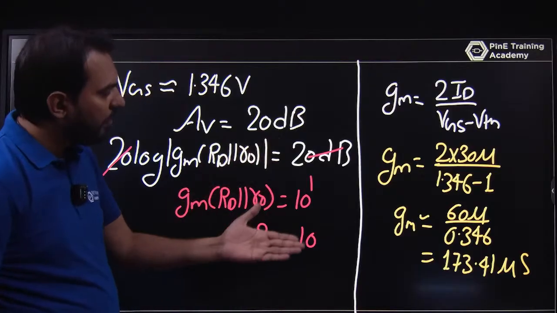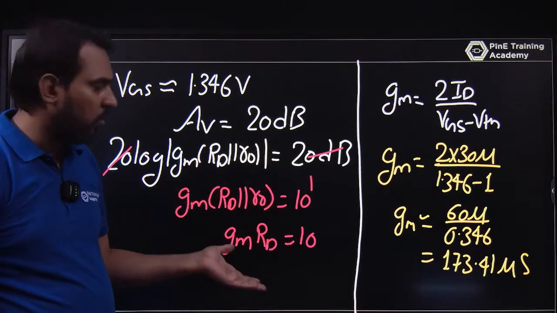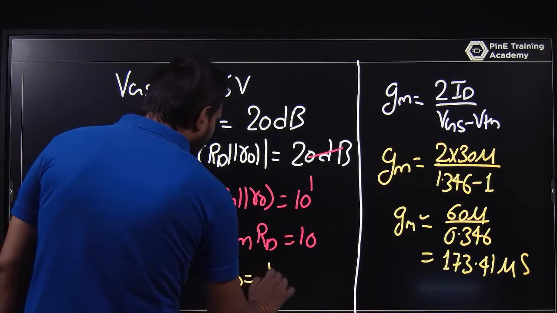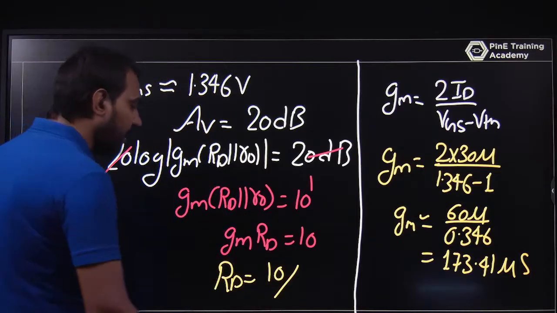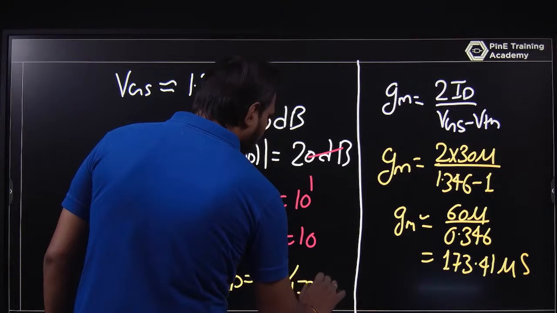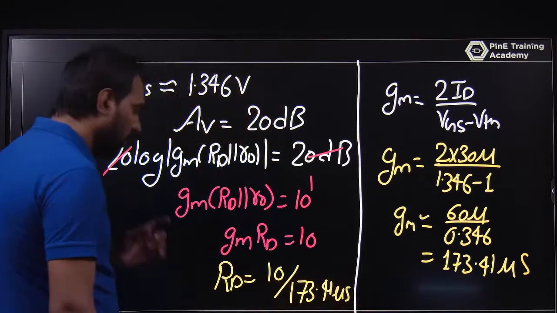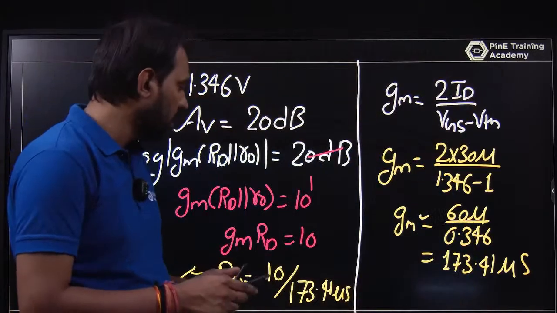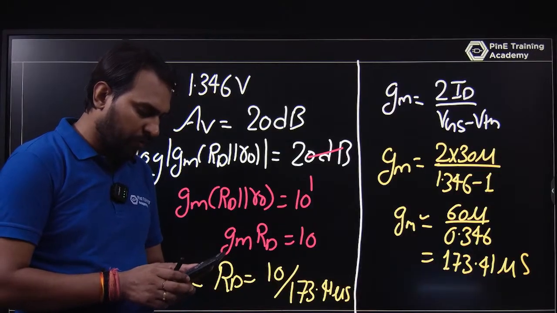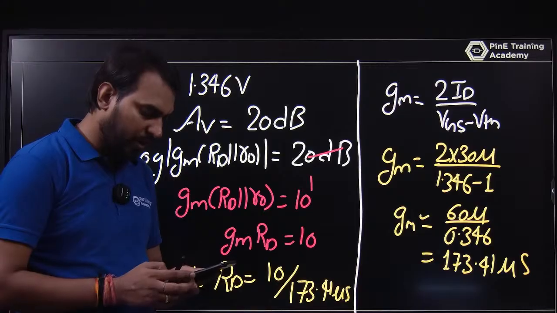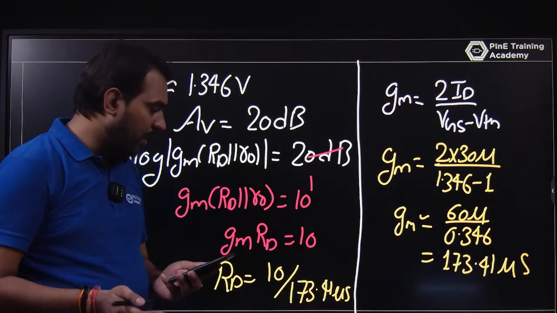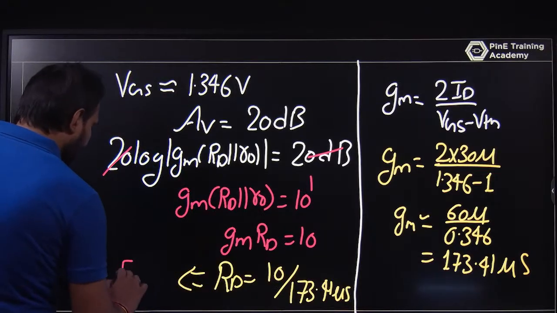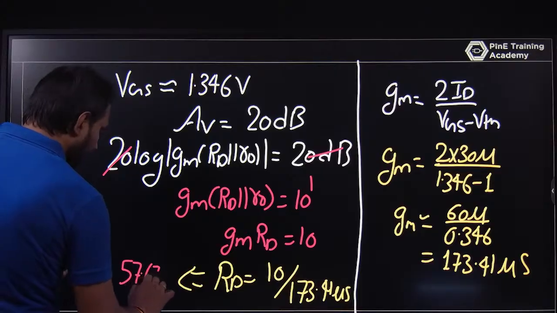Okay, so you have a GM value, you have a GM RD value. Just put it here and determine RD. So RD is equal to 10 upon GM, that is 173.41 microsiemens. On the basis of that, you can decide RD. So this is 10 upon 173.41, and RD in kilo ohm is 57.67 kilo ohm.